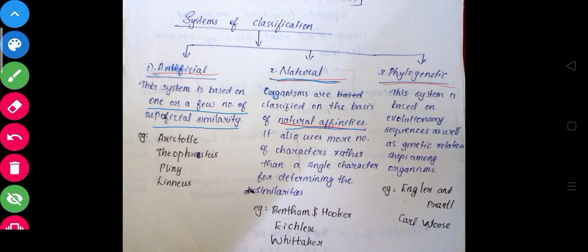We can see the examples of natural system of classification, that is Bentham and Hooker's classification, Eichler's classification and Whittaker's classification. The third type is the phylogenetic system of classification. This system is based on evolutionary sequences as well as genetic relationships among organisms.